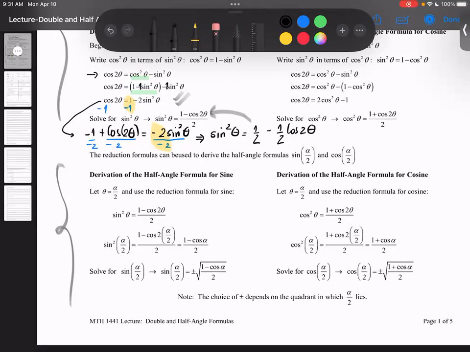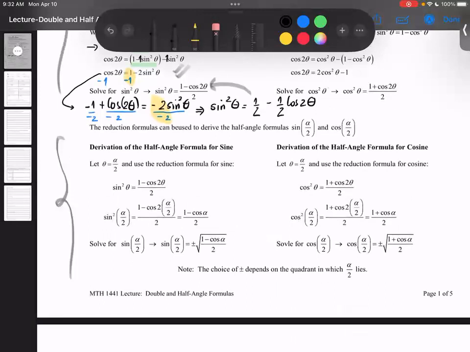I'm gonna let theta equal alpha divided by 2. That's a little funny looking A right there. That's Greek. That's letter A in Greek, alpha. So remember, we just derived this one, right? All I did was I bring it down here. Sine squared theta equal 1 minus cosine squared theta over 2. Instead of theta, I'm going to replace with alpha over 2.